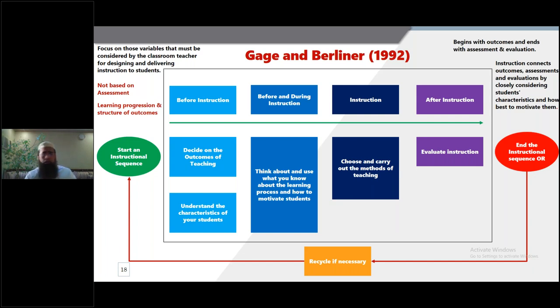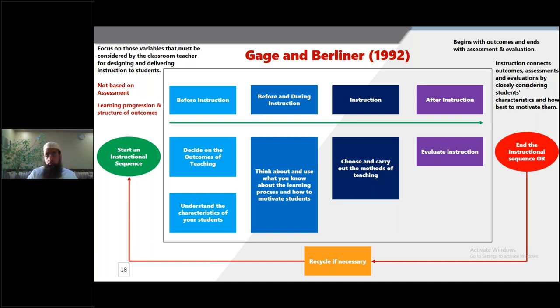Here is a very elementary model. It's the Gage and Berliner 1992 model for instructional sequence. You see deciding on the outcomes before instruction, understanding the characteristics of students, and before and during instruction, think on how you want to know what is the right way of motivating students and implementing that, and finally evaluating. So this is a very basic model, an instructional model.